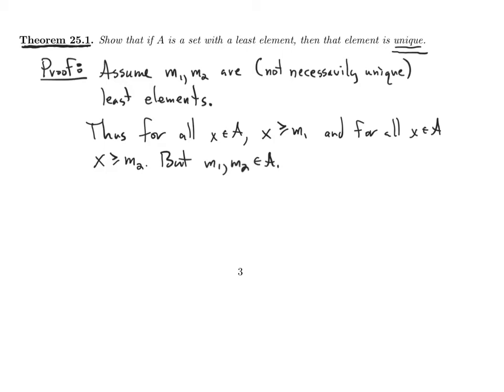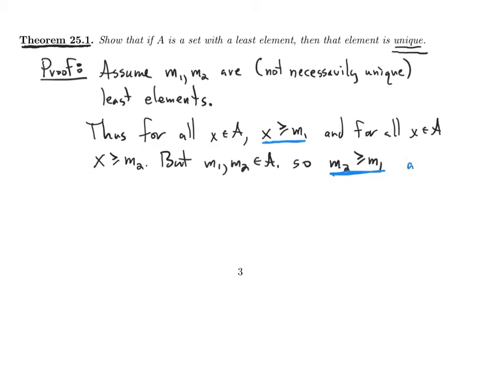So that means M2 is greater than M1. Using that inequality there, if it's true for all x, it's going to be true for a particular x, and the particular one is M2.